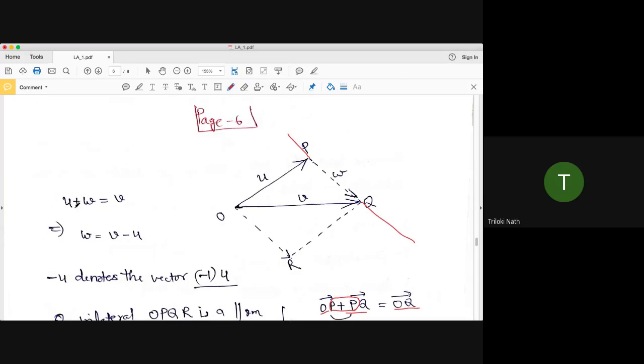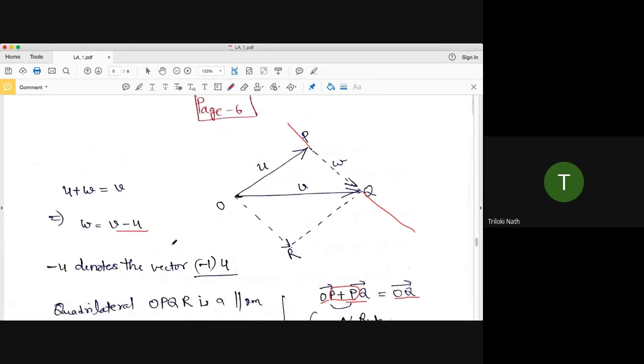So the vector OP plus PQ is equal to OQ vector. That means U plus W is V, and therefore W is V minus U, right? So you have the rule of subtraction now. How to subtract the vector U from V? So V minus U is W. So if you visualize this subtraction through addition, then there will be no problem. And I think it is the easiest way to understand the subtraction, is it not?